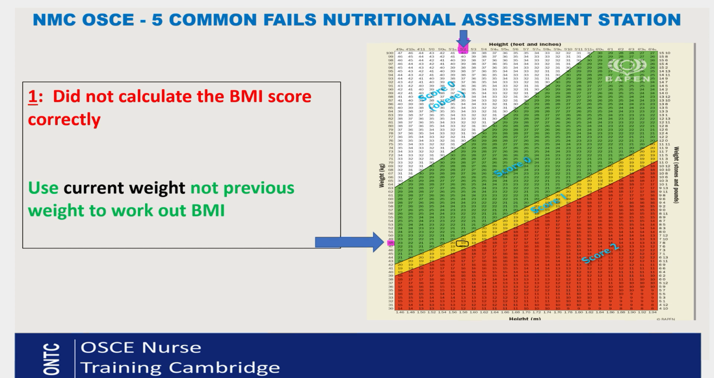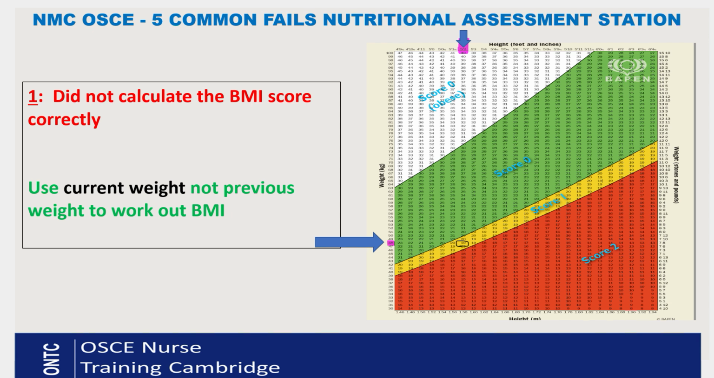So what are the common fails then? The first one is did not calculate the BMI score correctly. That's the body mass index. If you do not calculate the BMI correctly, then your score is going to be wrong. Why do people make this mistake? Because sometimes they calculate body mass index on the previous weight, not on the current weight. That has been a quite common mistake. So make sure you use the current weight to look at the BMI chart.